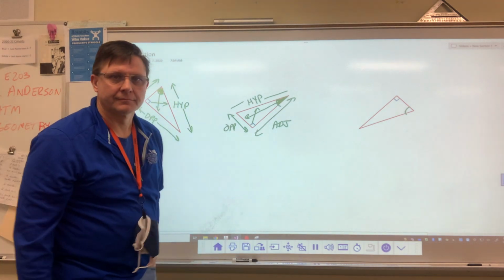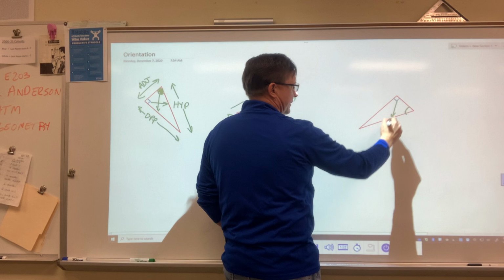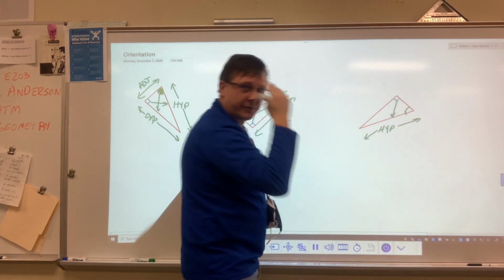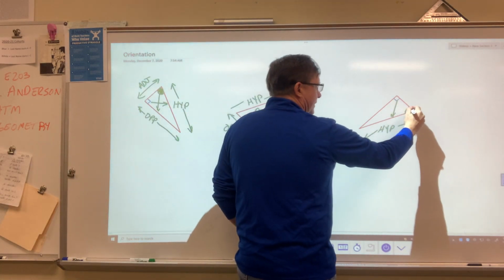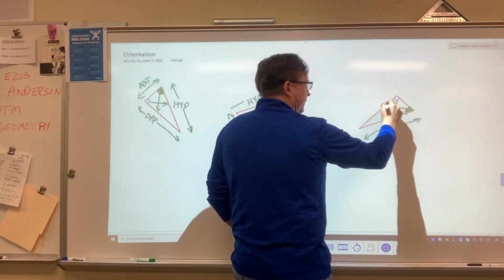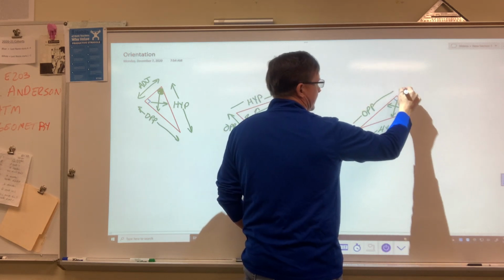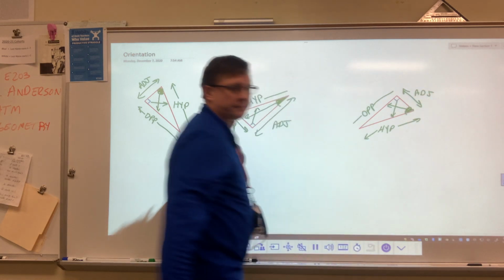Last one. 90 across, hypotenuse. And you guys notice I'm just abbreviating, okay? Now I got this angle right here. I look across from it. This is the opposite. And this is the adjacent.